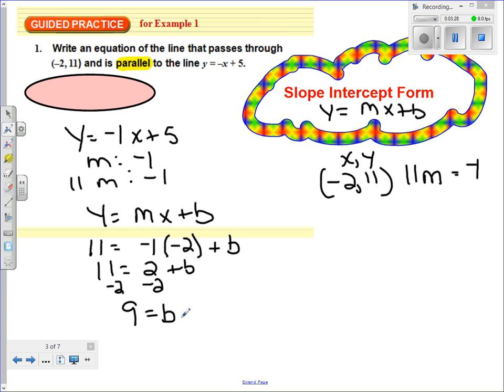Once I have that value, I'm going back to the directions here. It says write an equation. So I'm not done until I take my information, and in this case, this and this, and write my equation. So y equals mx plus b, y equals negative 1x plus 9. So multi-steps, got to keep track of them all.